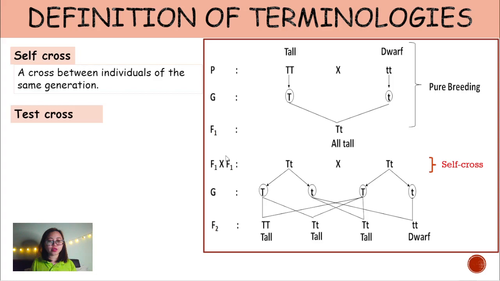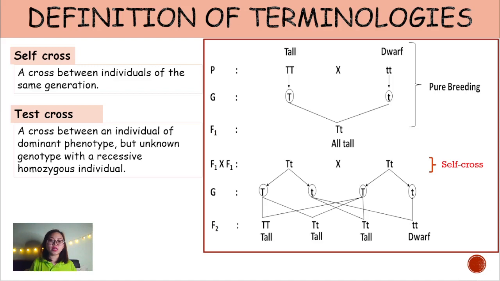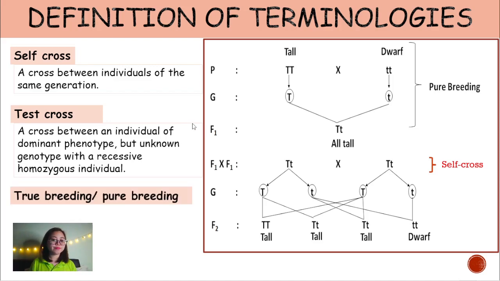Okay, and we are going into the next term. The next term you need to know is test cross. Test cross is a cross between an individual of dominant phenotype but unknown genotype with a recessive homozygous individual. Test cross ini kita gunakan untuk test sebab kita ada satu tumbuhan yang kita tahu dia punya phenotype, tidak tahu genotype dia. Cara kita tahu genotype dia adalah dengan melakukan eksperimen yang digelar sebagai test cross. We're going to go into test cross a little bit later, so I'll explain it more in the next slides.